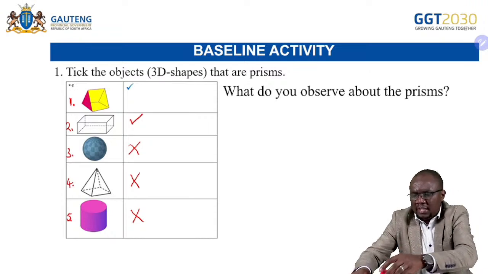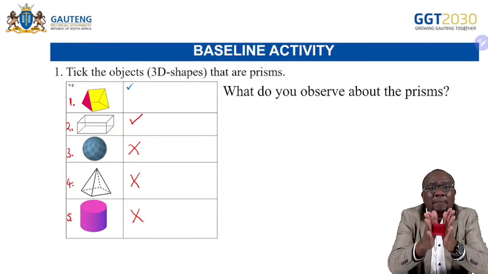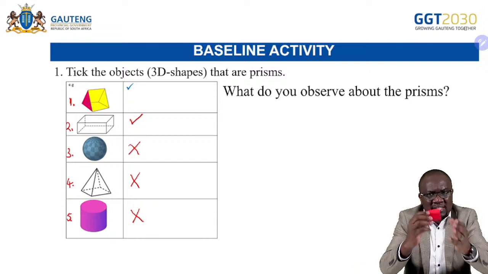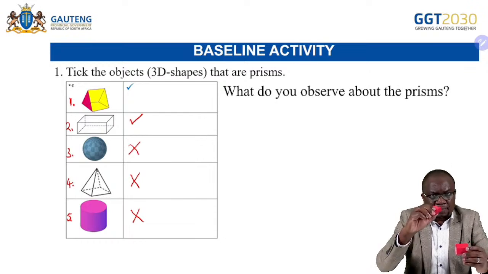This one, we said the hexagons are what? Are parallel to each other. So this is a prism. This is not a prism.